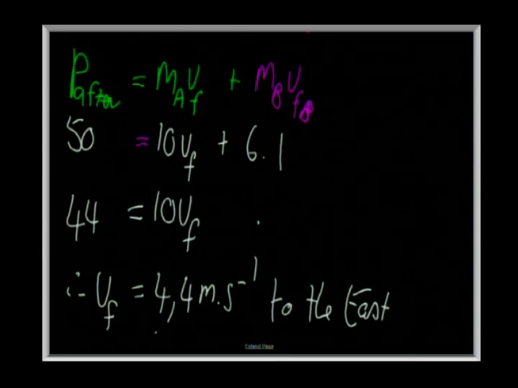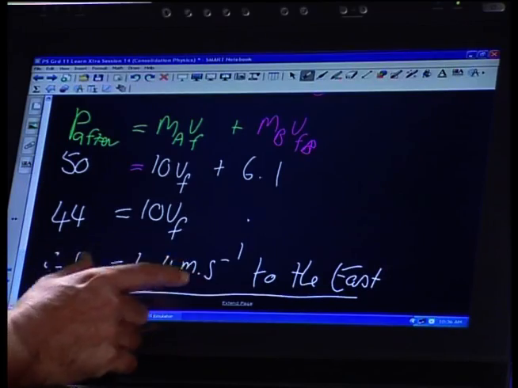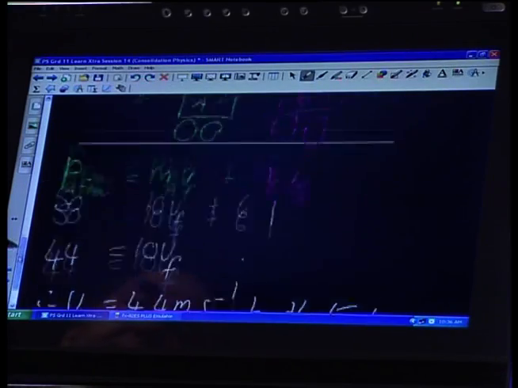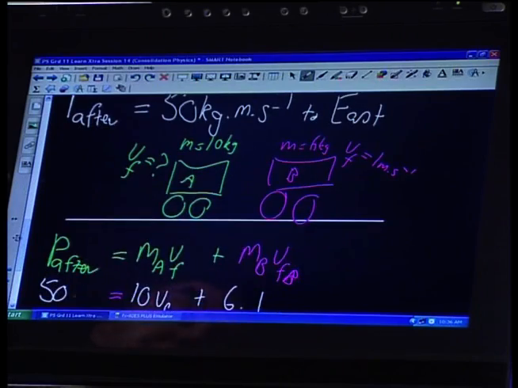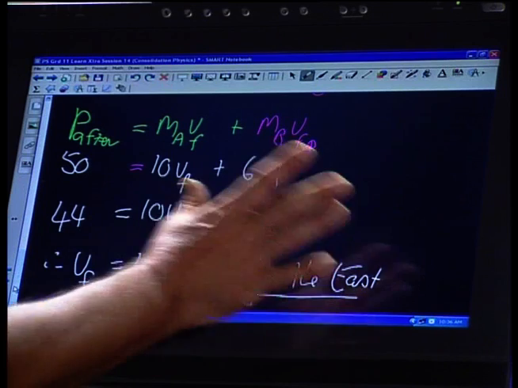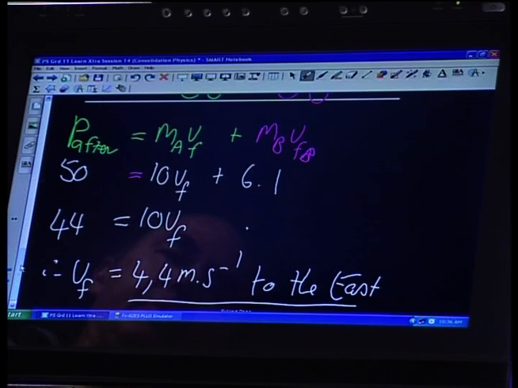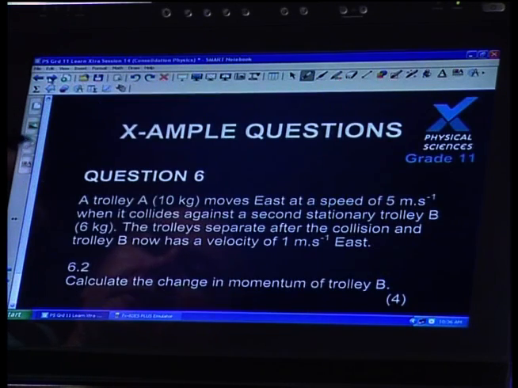Okay, not sure how that's going to work practically, because it looks like this one has a bigger velocity than the one in front of it. So that might be a little bit of a problem. It might need to collide again. But it looks like we've got the answer correct. Let's move on and look at our next question.